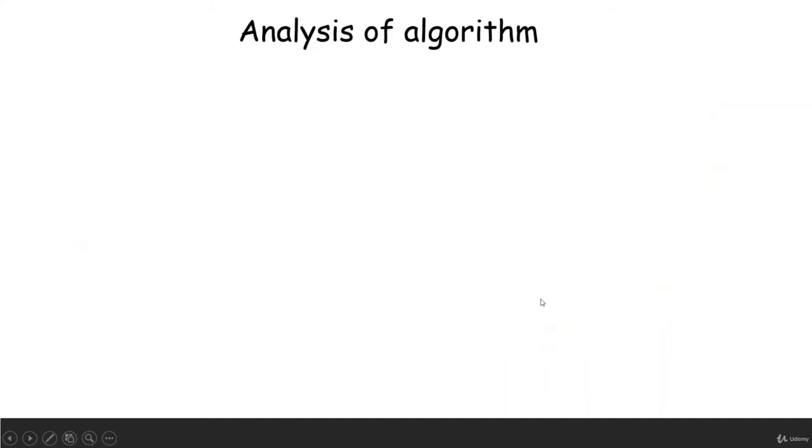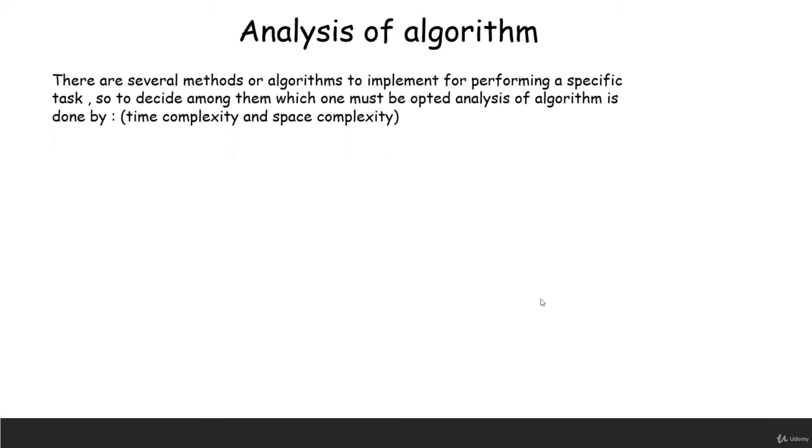Right? Moving further with analysis of algorithm. So what is analysis of algorithm actually? There are several methods or algorithms to implement for performing a specific task. So to decide among them which one must be chosen, analysis of algorithm is done. And it mainly consists of two factors, that is time complexity and space complexity.